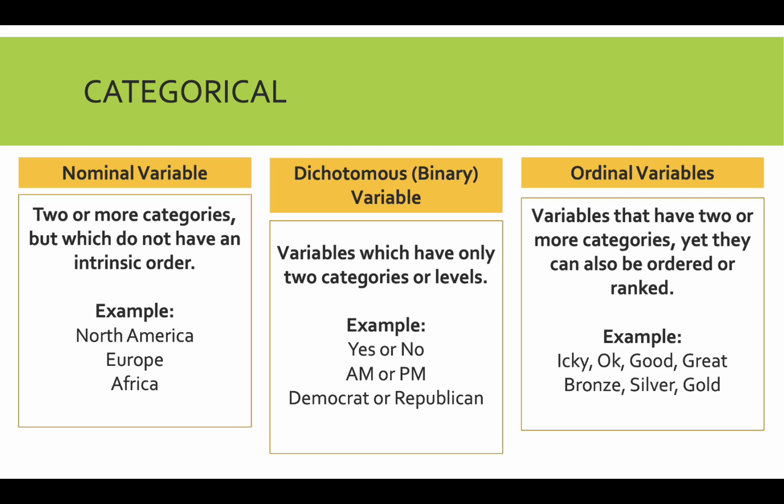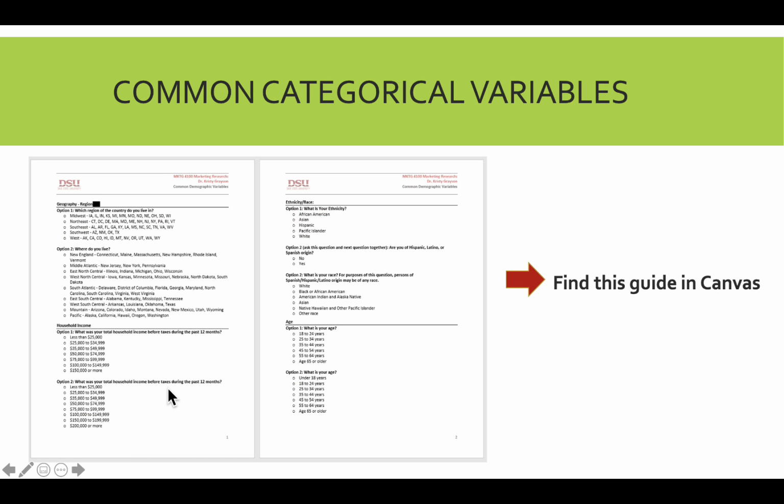Ordinal variables are variables that have two or more categories, yet they can be ordered or ranked. So you could do like bronze, gold, silver, right? They're rankable. We're watching the Olympics: bronze, silver, gold. Icky, okay, good, great. There's some order. There are two or more categories, yet they can be ordered and ranked, unlike the binary, which is yes or no, or the nominal variable, which is just categories.